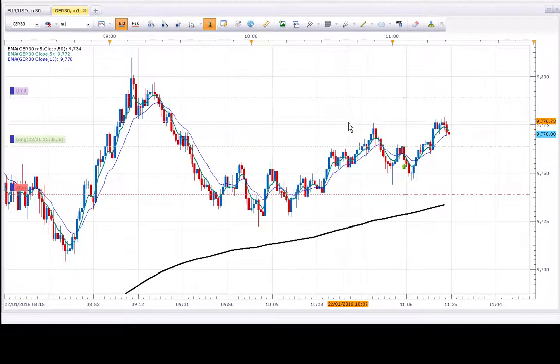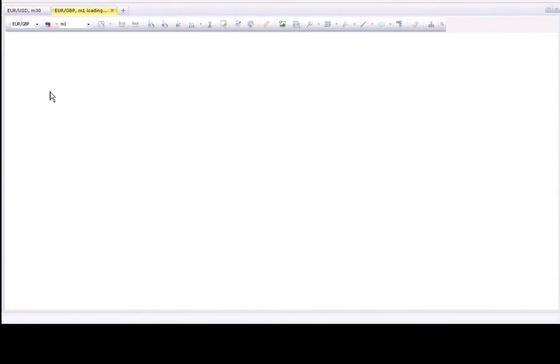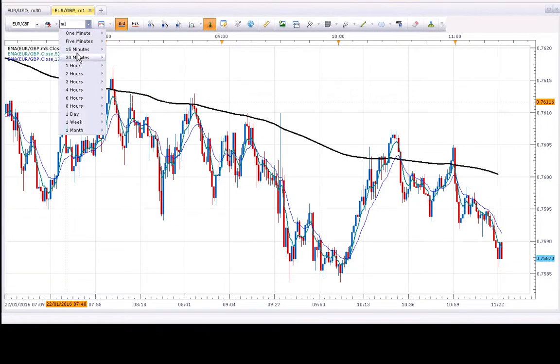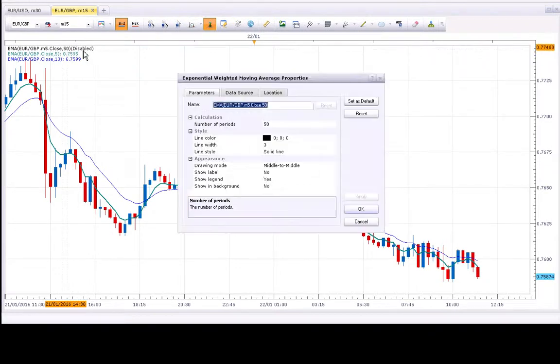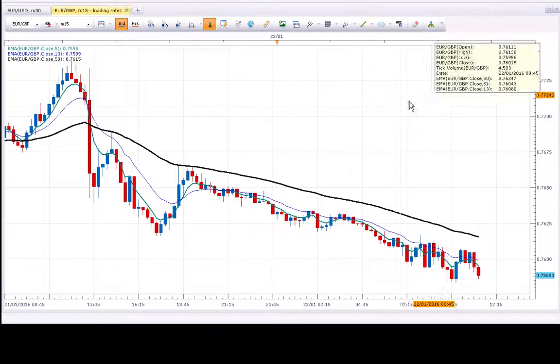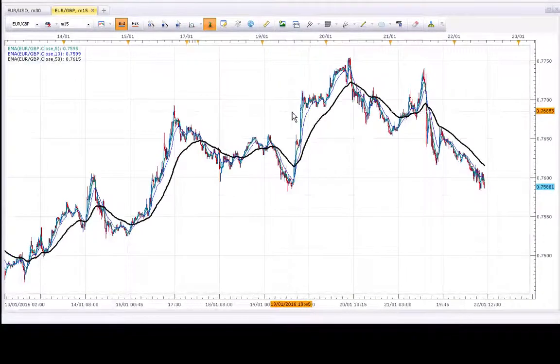Okay, so we're going to take a look at a few different charts then. So we're going to start with the Euro Pound. Okay, so we're going to zoom out. We're going to zoom out to a 15-minute chart. We're going to bring in that 50 period moving average as our trend indicator. Zoom out a little bit to see what it's got.